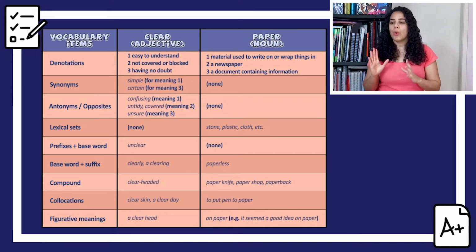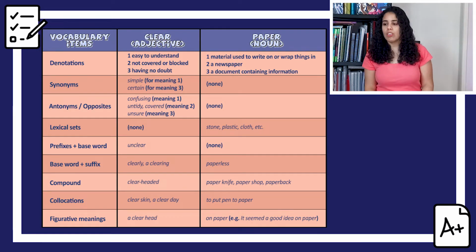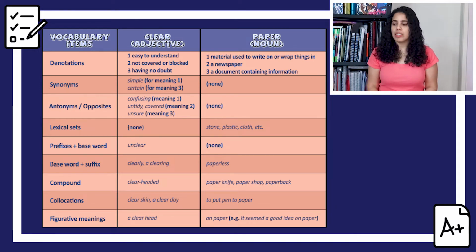Here on this table, we have the vocabulary items, as I've mentioned, and we have 2 examples of words, okay? So, for example, clear, it's an adjective. As a denotation, we can say 1. Easy to understand. 2. Not covered or blocked. And 3. Having no doubt. A synonym for clear is simple or certain, connecting to the meaning from the denotation, okay? Antonym, confusing, untidy, covered, or unsure. Lexical set. There is no lexical set in this case.